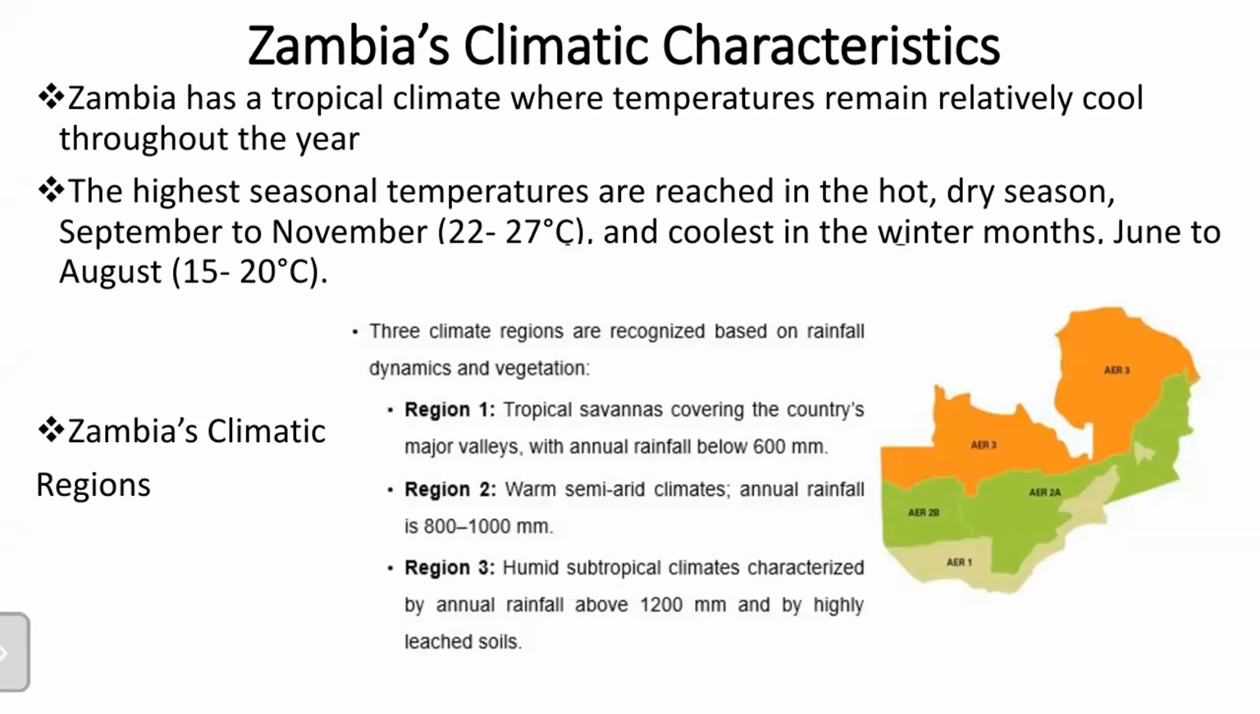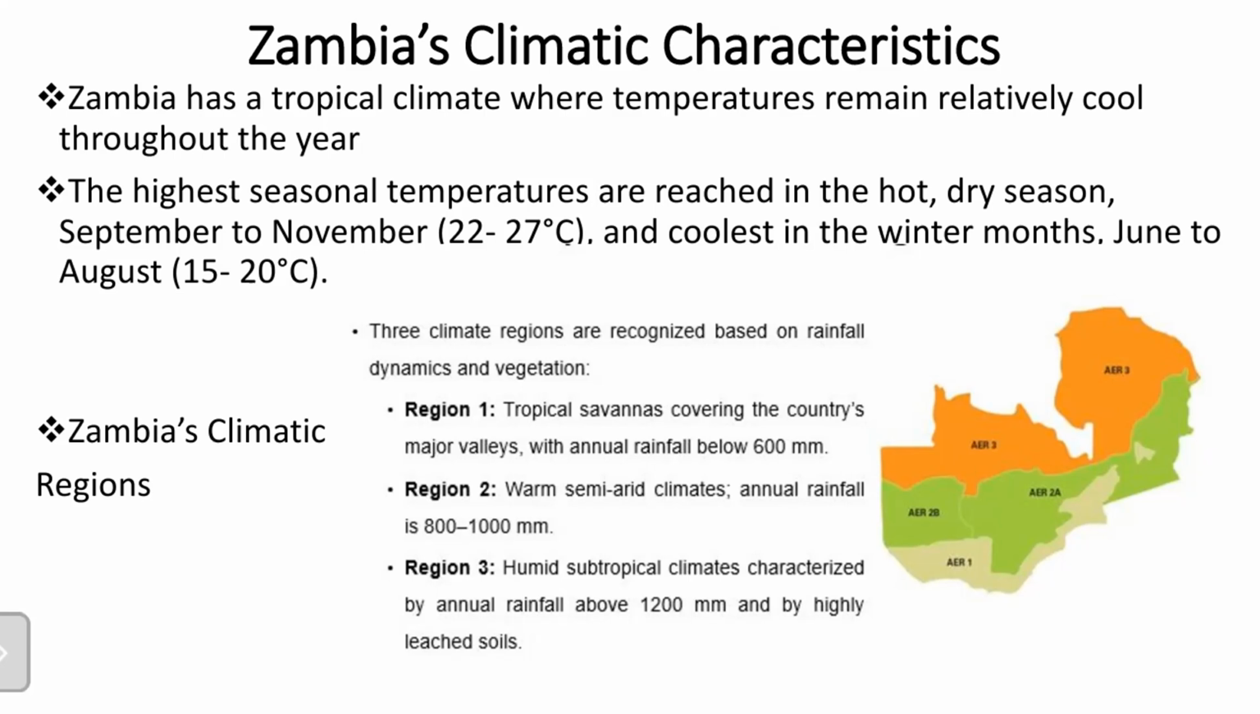If you look at zone 2, this is actually where a lot of our agricultural activities take place. This is where we have the farms. Talk about Mkushi, talk about Kapiri, Kabwe, all the way to Chipata. This is where a lot of farming takes place, basically because of the favorable conditions. 800 to 1000 millimeters of rainfall is normally good for most crops that we grow in the country, and that is the reason why along this belt we have so many farms and so many agricultural activities taking place.